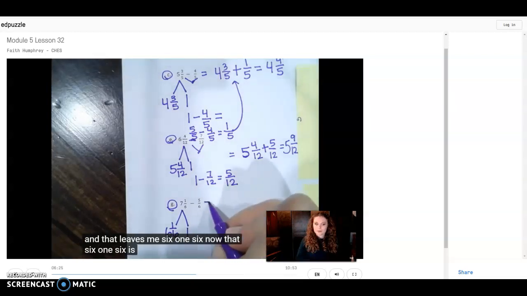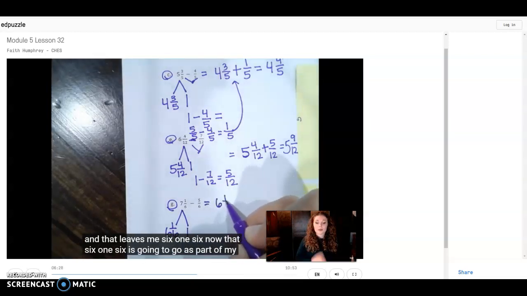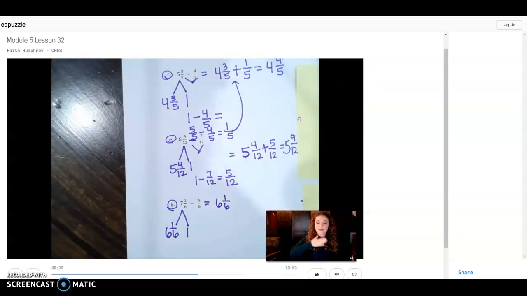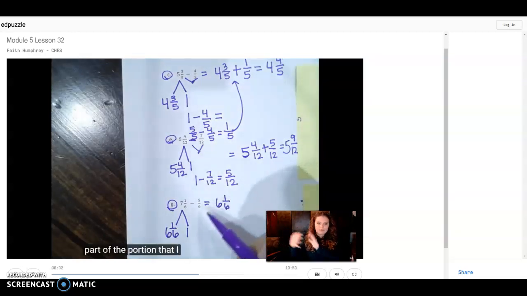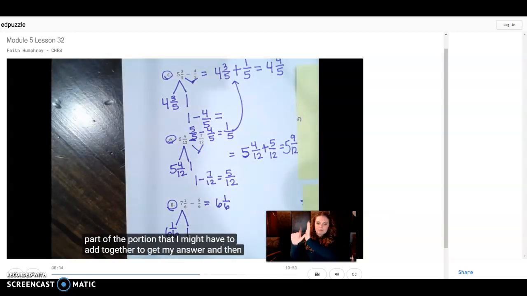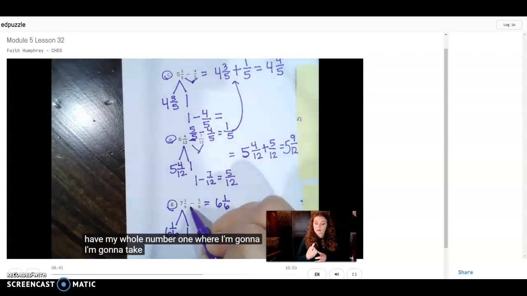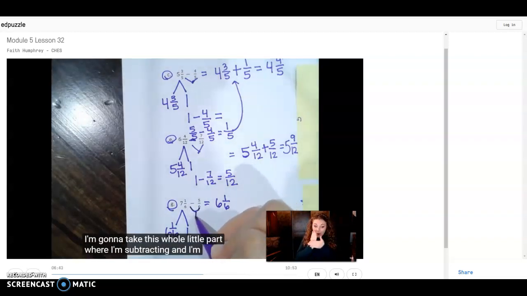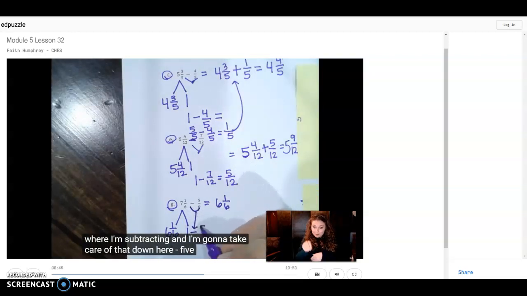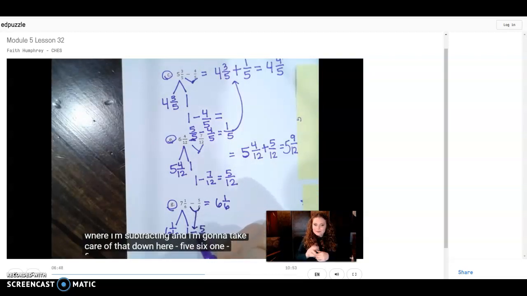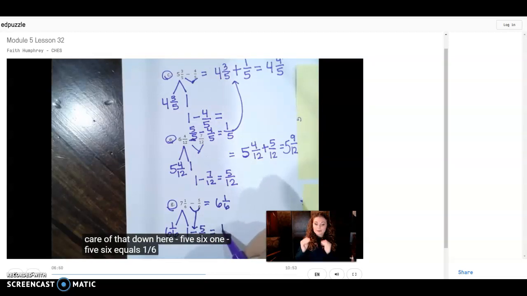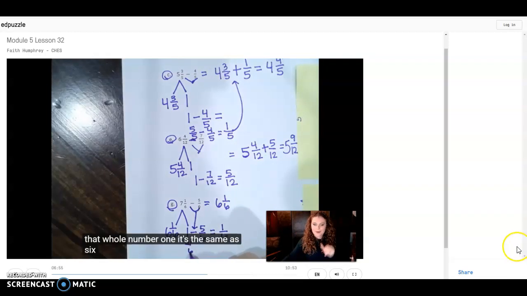Now that 6/16 is going to go as part of the portion that I'm going to have to add together to get my answer. And then I have my whole number 1, where I'm going to take this whole little part where I'm subtracting, and I'm going to take care of that down here. Minus 5/6. 1 minus 5/6 equals 1/6. Don't forget that that whole number 1 is the same as 6/6 minus 5/6.